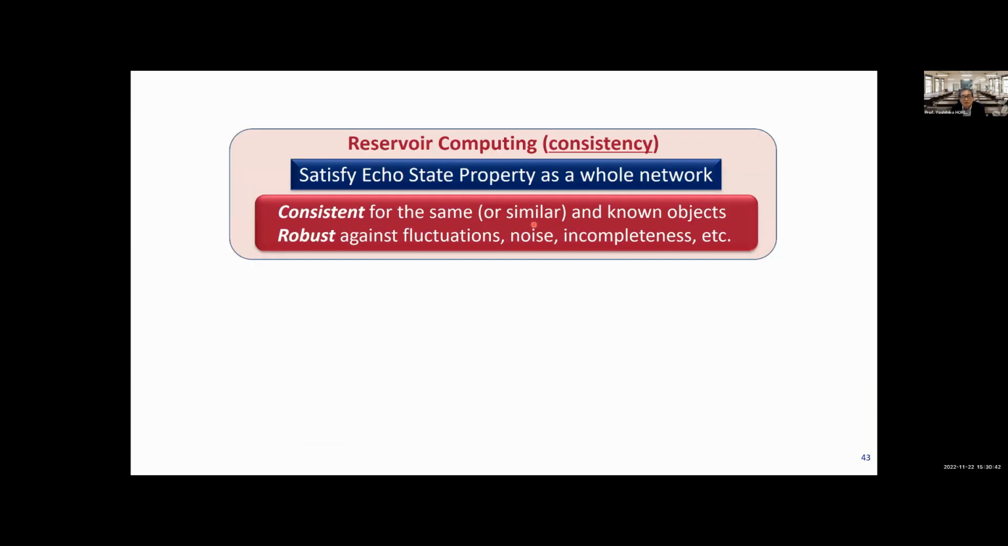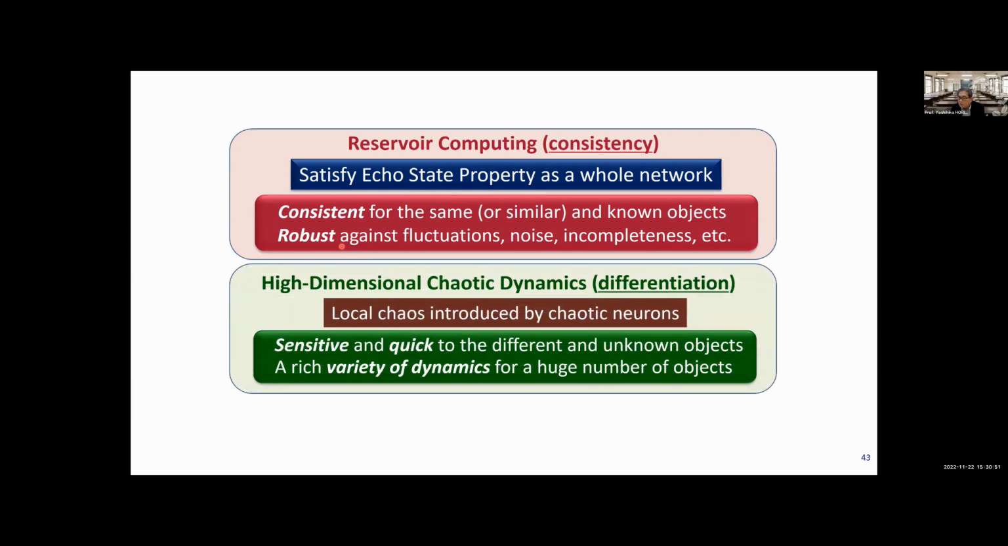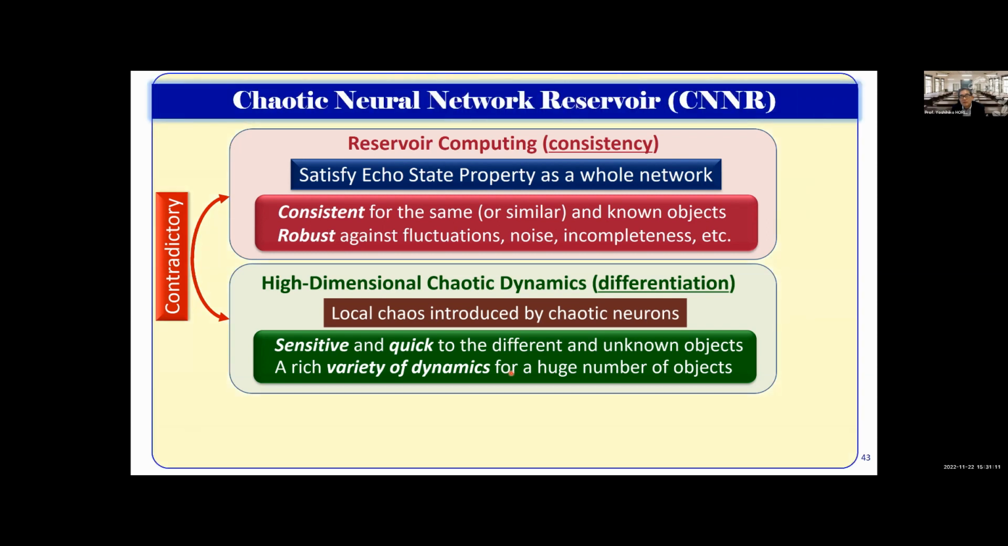So let me summarize a little bit. Reservoir computing gives us consistency and robustness, and high-dimensional chaotic neural dynamics gives us differentiation, sensitivity, high speed, variety of dynamics, and variety of representations. Usually, those two are contradictory. However, through the chaotic neural network reservoir framework, we can integrate both of them. That means we can get both of them together at the same time.